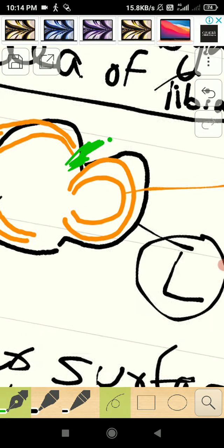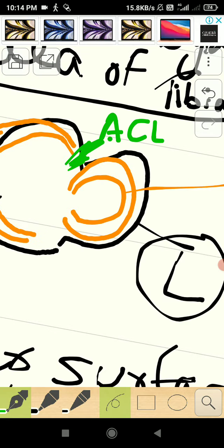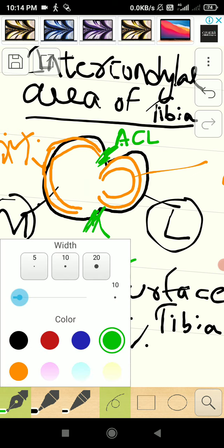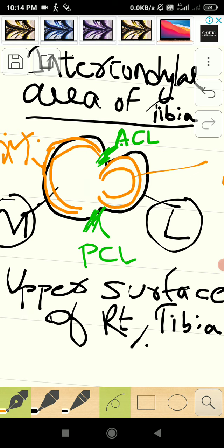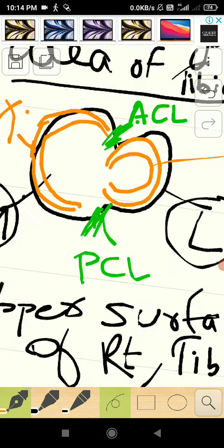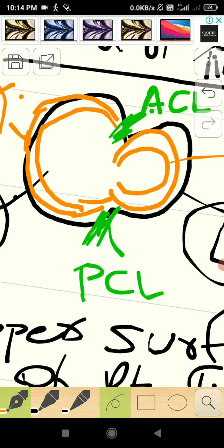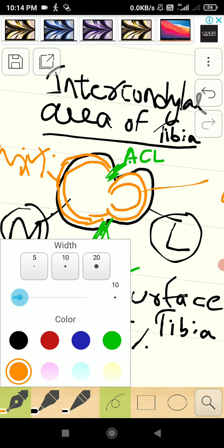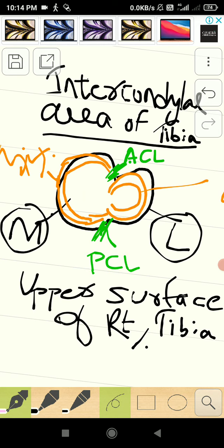This is the anterior cruciate ligament, whereas the posterior cruciate ligament is the posterior most structure. This is the posterior cruciate ligament, PCL. So posterior cruciate ligament is behind everything, okay, whereas the anterior cruciate ligament is between the medial and lateral menisci. Once you get hold of all these things, you just have to circle that area like this. So this is the intercondylar area of tibia.